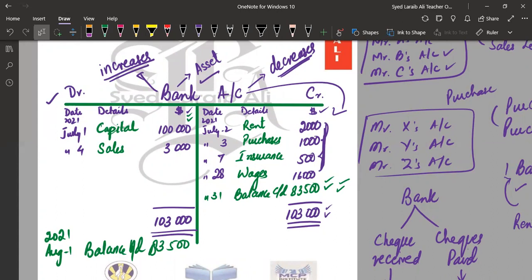So now the business, what does it mean basically? It means that for the whole month of July, the bank received 1,03,000. And it paid 19,500. And now the bank is left with 83,500 in the bank. So this is how all the accounts are maintained and they are closed. And after every month, there is a balance CD, and the next month it would be carried down with the name of balance BD. I hope this is clear to you.